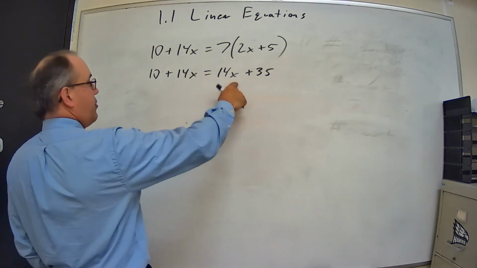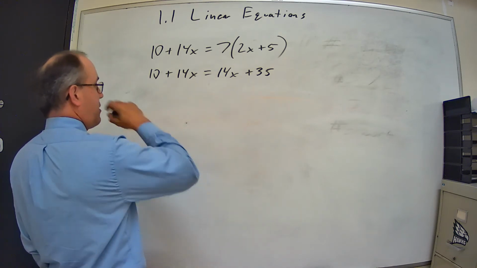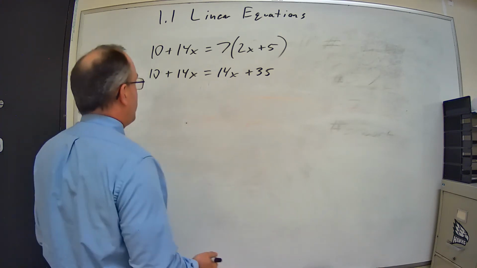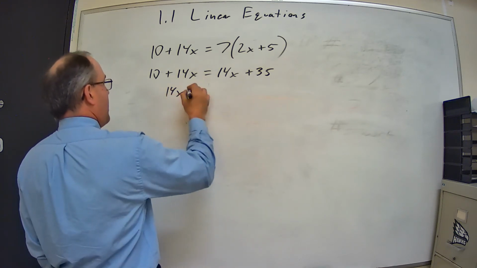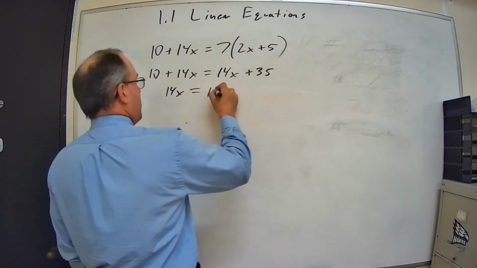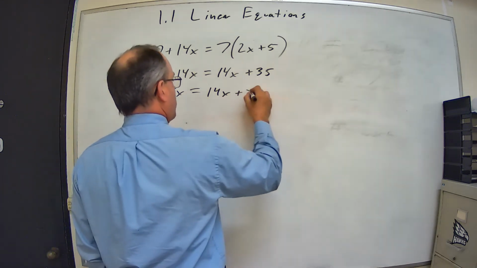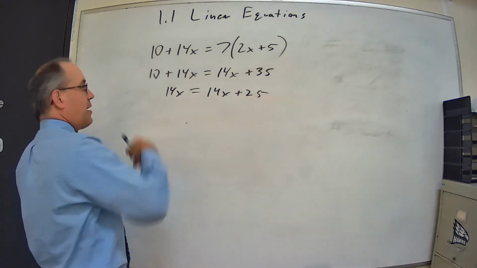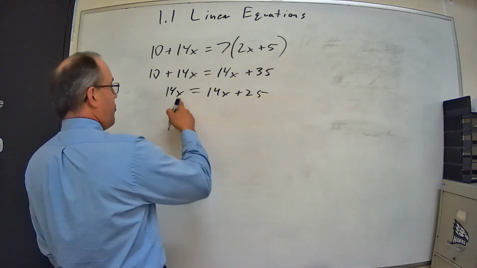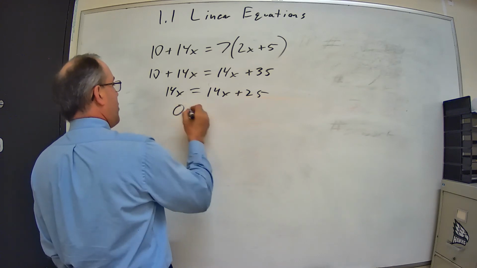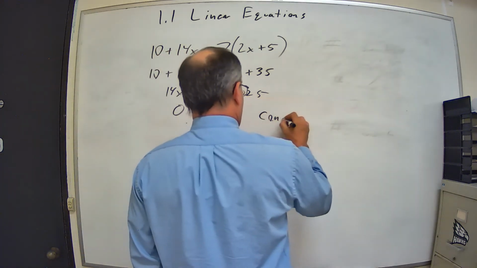So we're going to get them onto the same sides, constants onto the same side, variables on the same side. So let's subtract 10 from both sides. So I got 14x is equal to 14x, 35 minus 10 is 25, so plus 25. Gonna subtract 14x from both sides. I think you can see what the problem's gonna be right there. 14x minus 14x is 0 is equal to 25, and we have a contradiction.